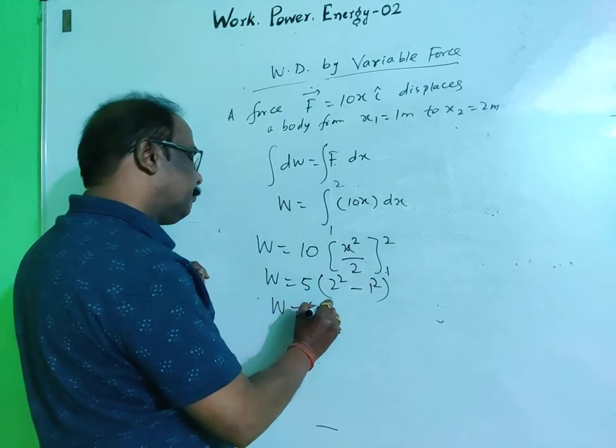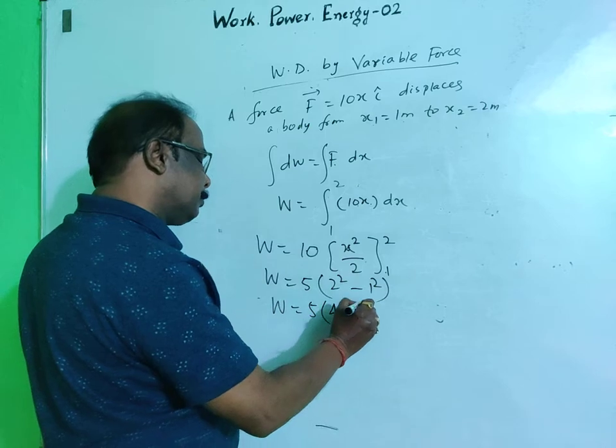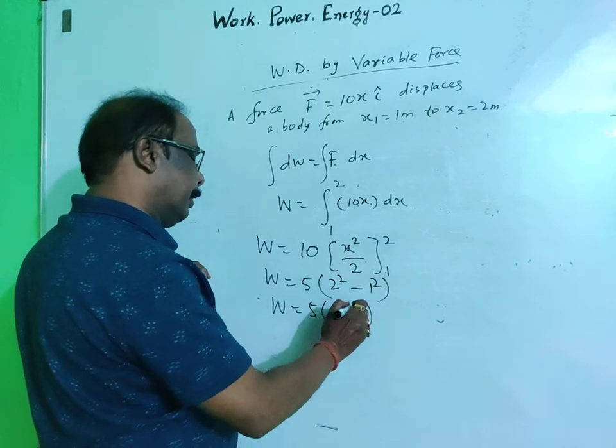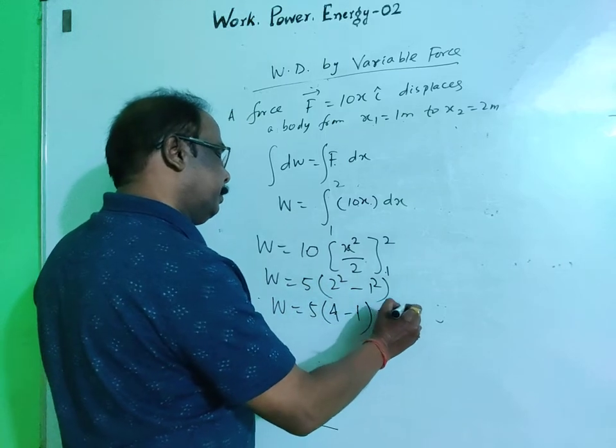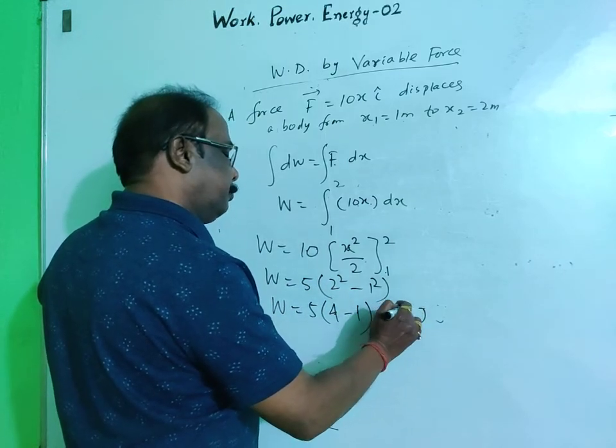Then work is equal to 5 into 4 minus 1. Sorry, 4 minus 1 is 3. 3 into 5 is 15. 15 joule.